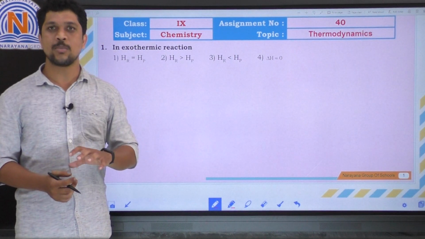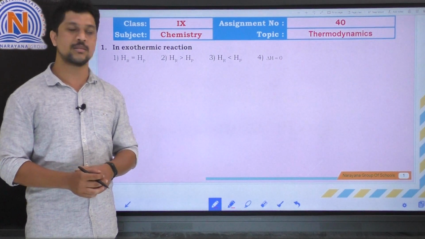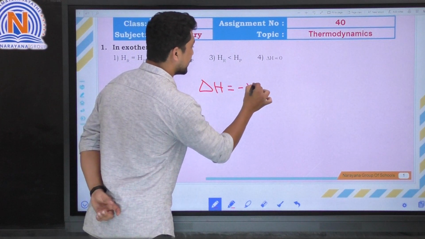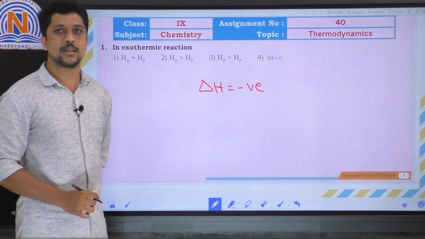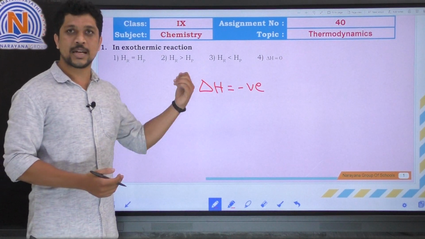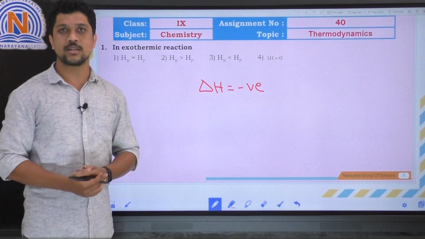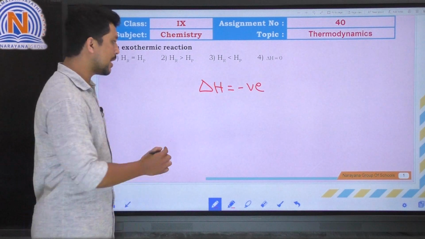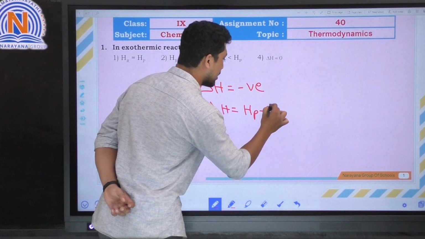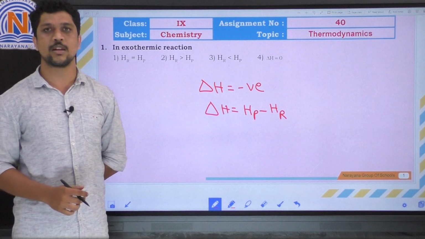So for endothermic reaction, delta H, that is enthalpy, is positive. For exothermic reaction, the delta H is negative, right? So when will we get the negative sign in terms of products and reactants? If they give enthalpy of products and reactants, delta H will be enthalpy of products minus enthalpy of reactants, right? Enthalpy of products minus enthalpy of reactants.